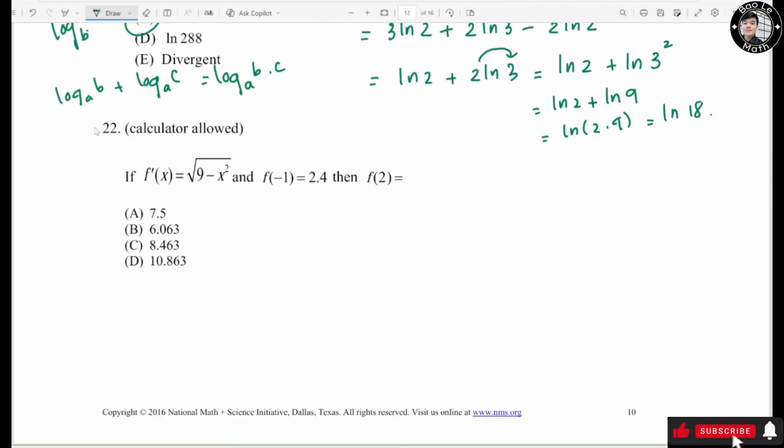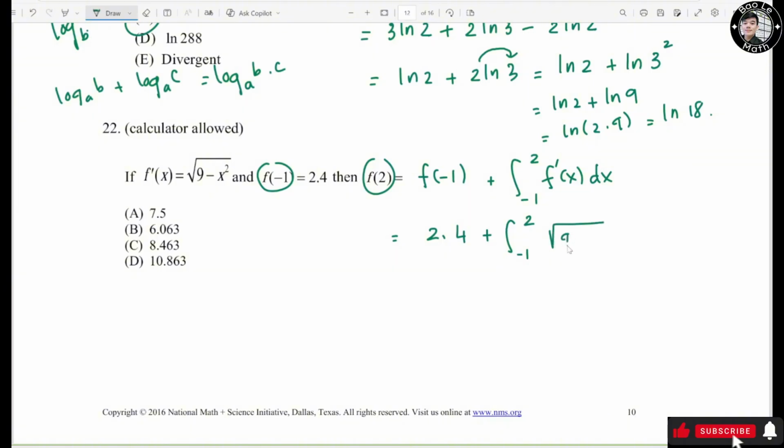Question 22. We need to use the fundamental theorem of calculus. This one is the initial one. This one is the final one. So f of 2 equals f of negative 1 plus the integral from negative 1 to 2 of f prime of s ds. So it's going to be 2.4 plus the integral from negative 1 to 2 of the square root of 9 minus s squared ds.